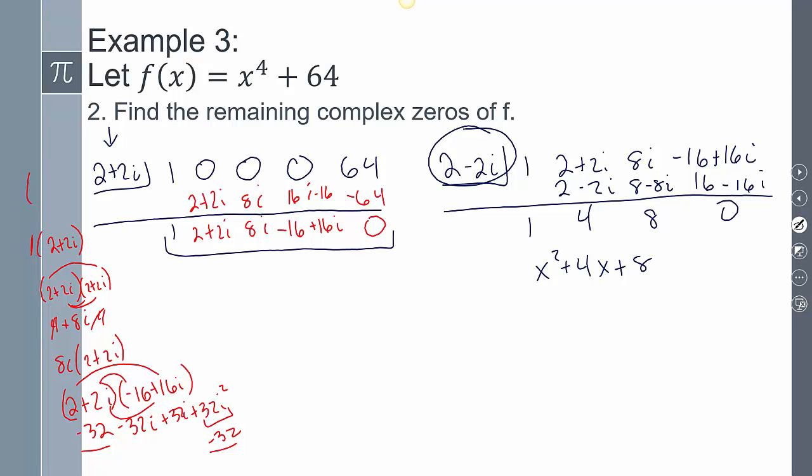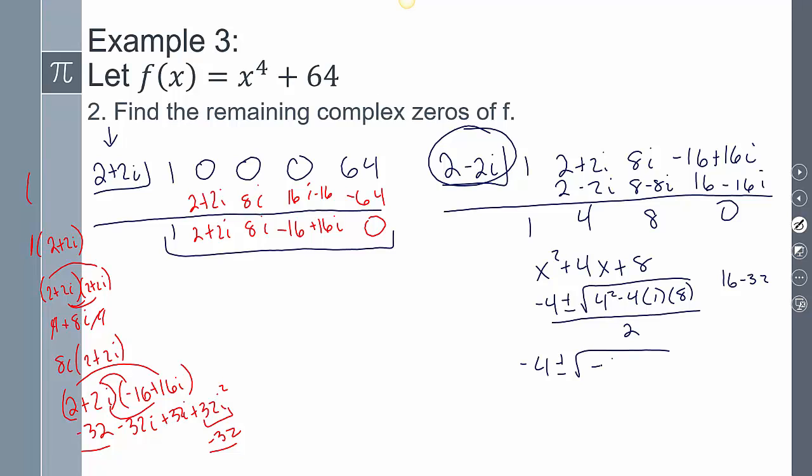And then now I have to use the quadratic formula here, so negative b plus or minus the square root of b squared minus 4 times a times c all over 2 times a. So negative 4 plus or minus, this is 16 minus 32, so that's negative 16. So negative 4 plus or minus 4i, so I get negative 2 plus or minus 2i. So those are my other zeros.